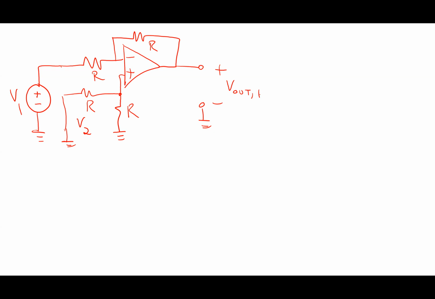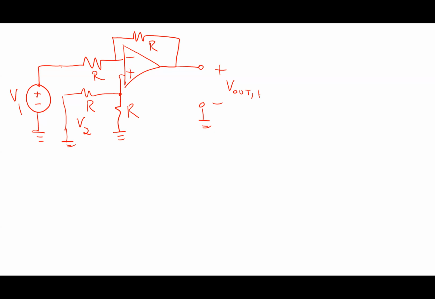Golden rule tells me what? V plus and V minus are equal to each other. So usually what I do in my op-amp analysis is I look to say, which one of the two can I determine from looking at the circuit? Which one can I determine, V plus or V minus? V plus. What's V plus? 0.